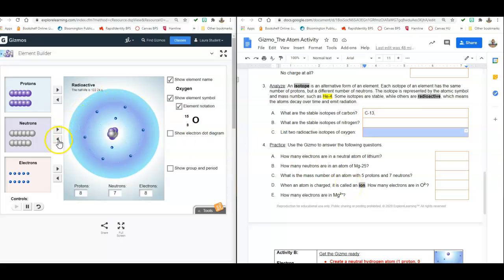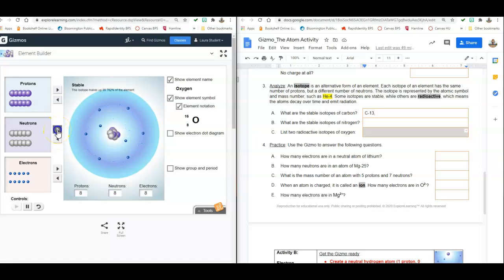If we take another neutron away, it will be radioactive as well. So oxygen 14 is also radioactive. All right, so if you get too few neutrons or too many neutrons, then you tend to create a radioactive isotope. So we'll go back to our stable isotopes.